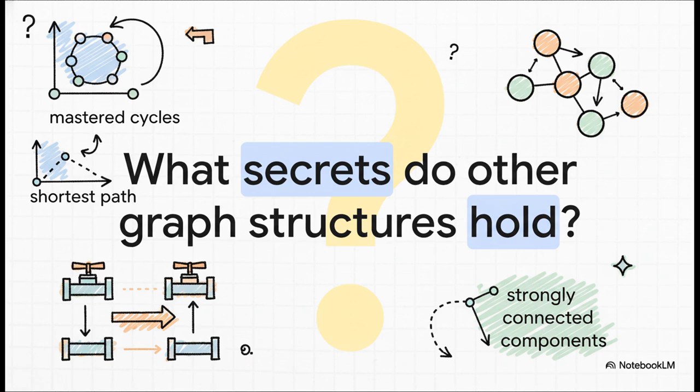So we've totally nailed cycle detection. But cycles are just one pattern in the massive, fascinating world of graphs. I mean, what about finding the shortest path between 2 cities? Or finding clusters of connected friends in a social network? What other secrets are these structures just waiting to tell us?